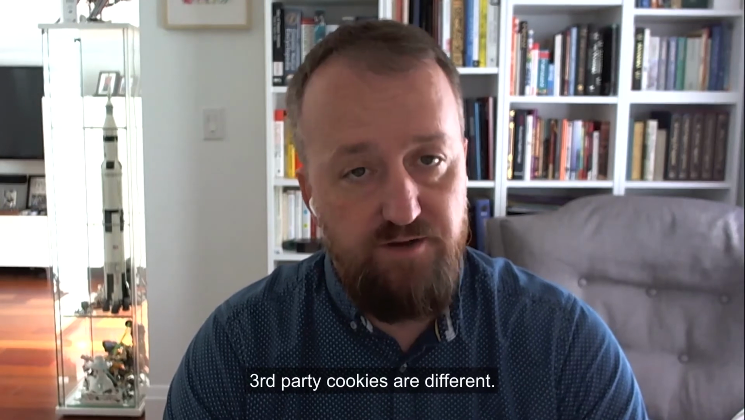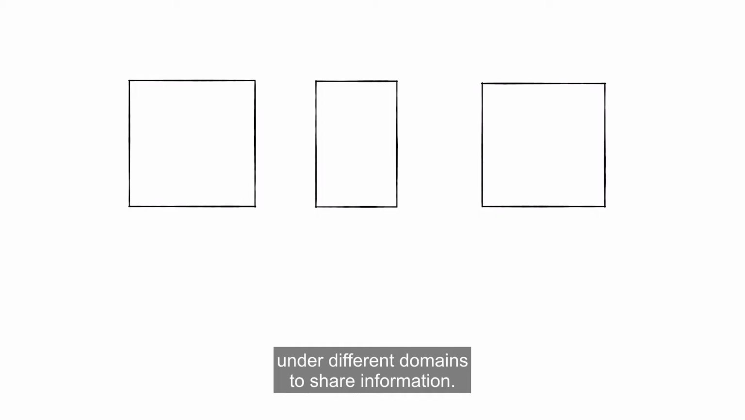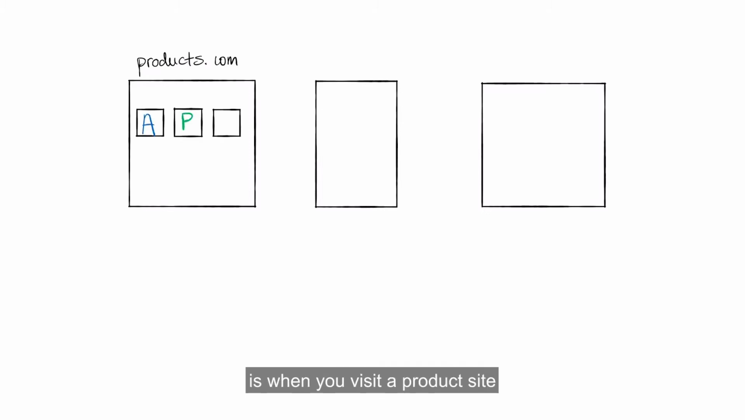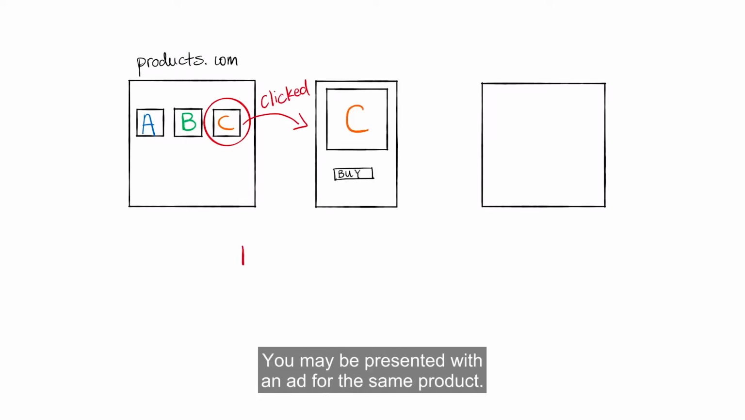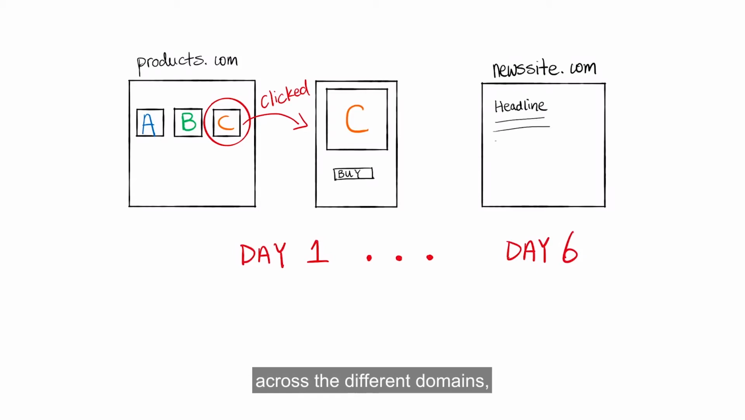Third-party cookies are different. It is a method to enable two different sites under different domains to share information. The most common example of third-party cookies is when you visit a product site and view a product of interest, then you follow that visit at a later date under a different domain, and you may be presented with an ad for the same product. A third-party cookie is fingerprinting your activity across the different domains, sometimes without you realizing it.